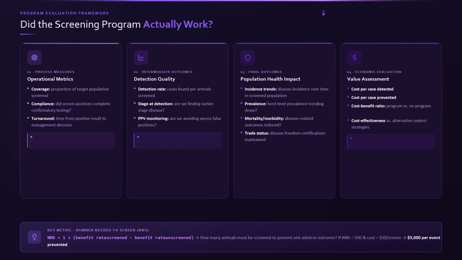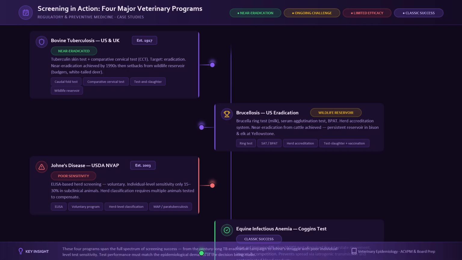Let's see these ideas in the wild. Next up, four real veterinary screening programs that span the whole spectrum from outright triumph to ongoing struggle. Let's ground everything we've covered in four real programs. Lined up side by side, they show you the full spectrum of screening outcomes, from near total success to ongoing frustration. And the common thread is whether the test was a good match for the job.